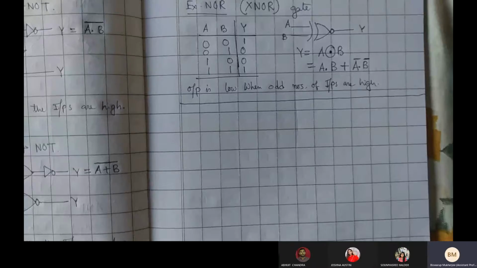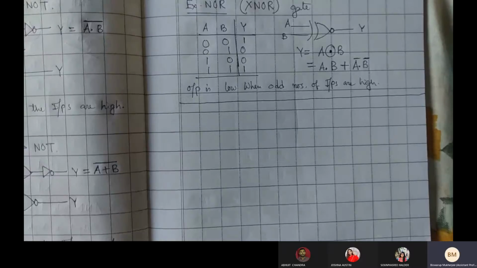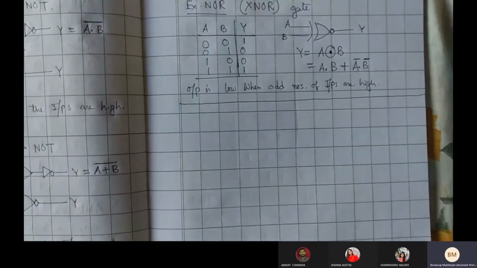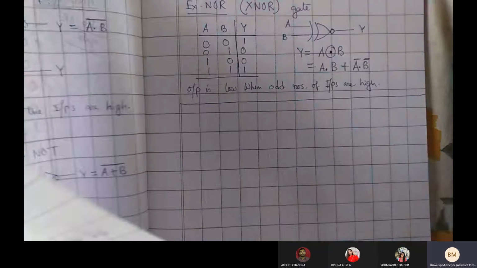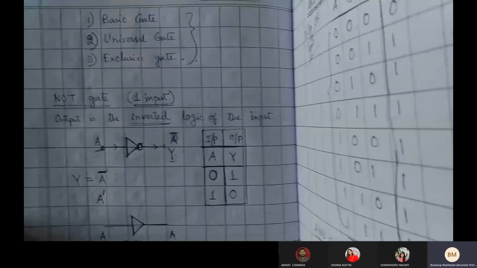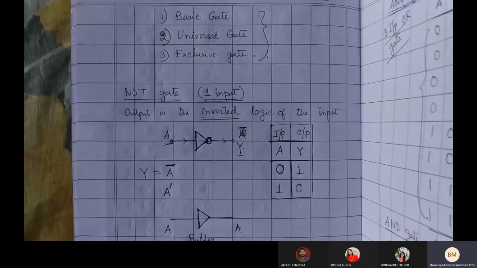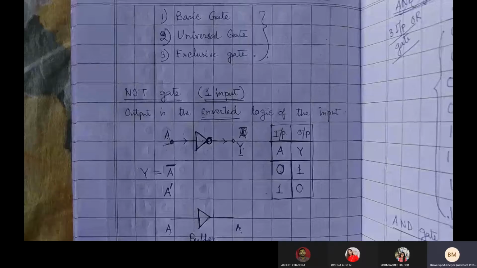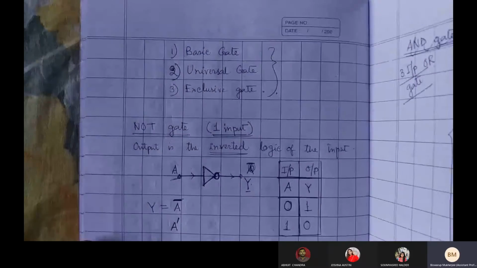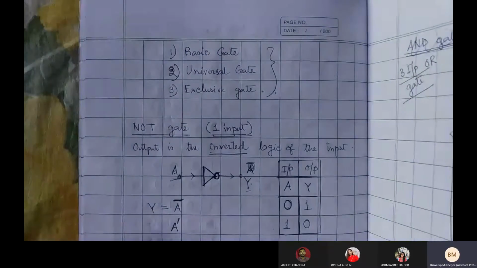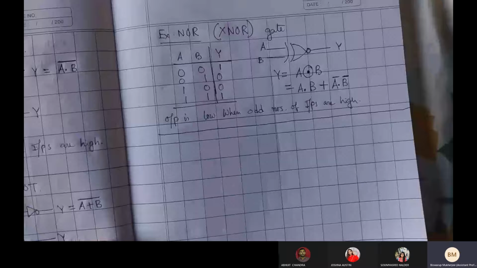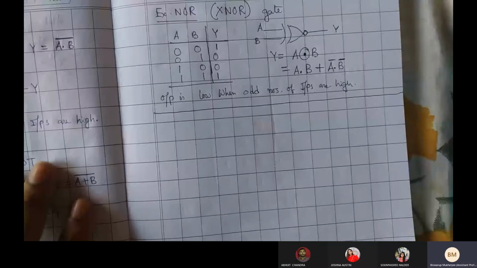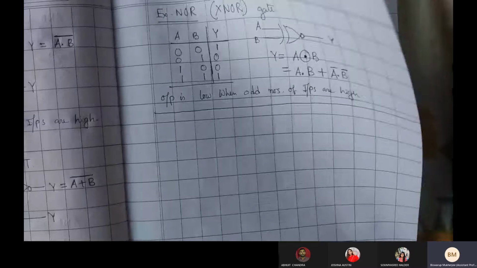Last day we discussed the different types of logic gates available, and we found that there are basic gates like AND gate, OR gate, NOT gate. Then we have the universal gates like NAND gate and NOR gate, and there are some exclusive gates like XOR gate and XNOR gate. Now today we will start with how basic gates can be implemented using universal gates.